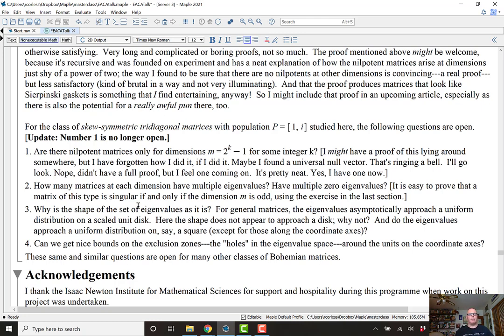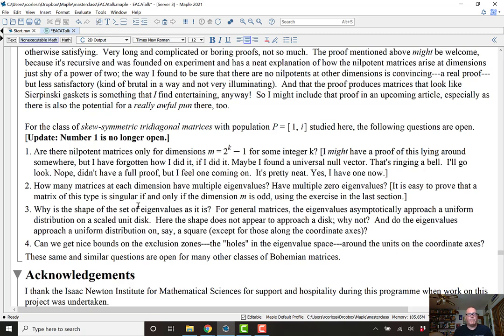Why is the shape of the set of eigenvalues as it is? If you take random dense matrices, then their eigenvalues tend to fill a disk. It's a scaled disk. If it's dimension 10, then the width is typically about square root of 10, about 3. And if the dimension is 64, then the width is about 8. But that's fine. Here, we don't get circles. We get these funny diamonds. Okay, I don't know why.